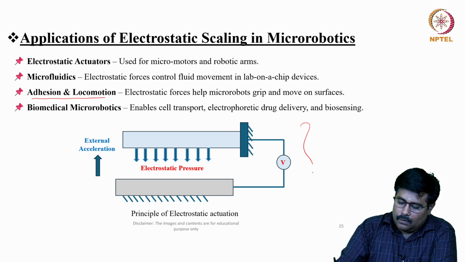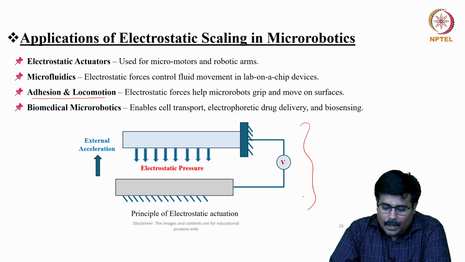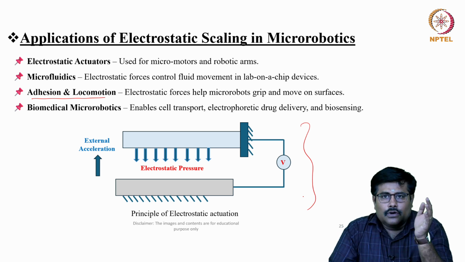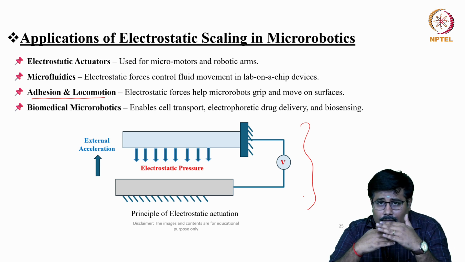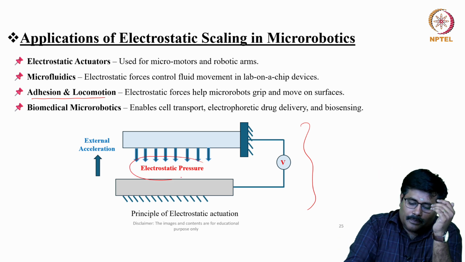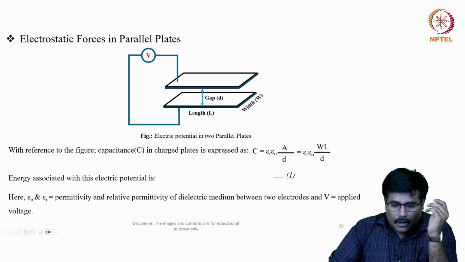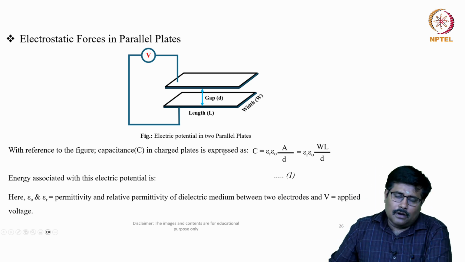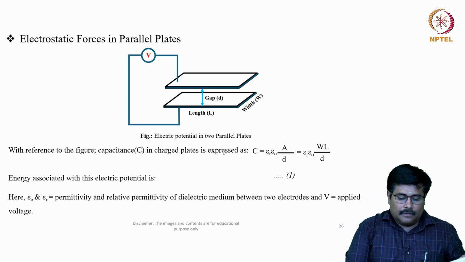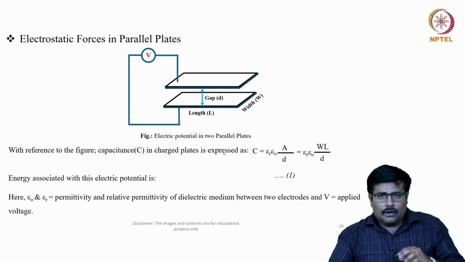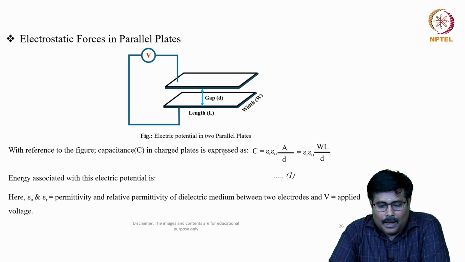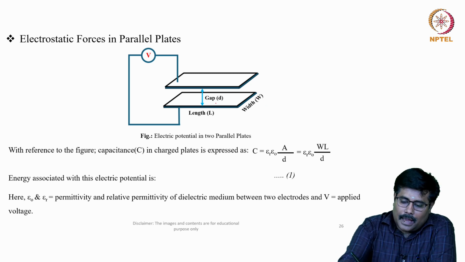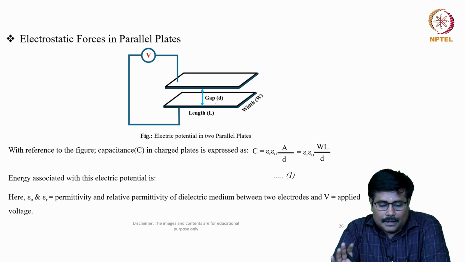Now, when we look into the overall principle of electrostatic actuation, there is going to be an external acceleration. A pressure is going to get applied. This pressure will interact with the material, and finally an electrostatic pressure will be generated appropriately. Now, let us look into some of the fundamentals involved in these electrostatic generations and the different parameters which govern this electrostatic system. If we look into the overall configuration of electrostatic forces in a parallel plate, we have two parallel plates with gap D and length L and a voltage V connected to it.